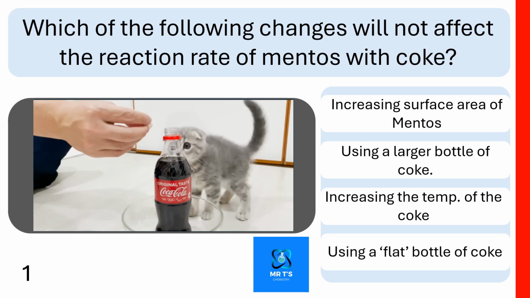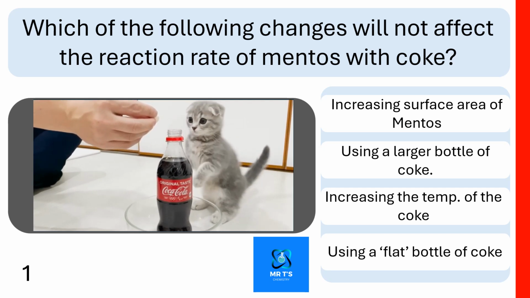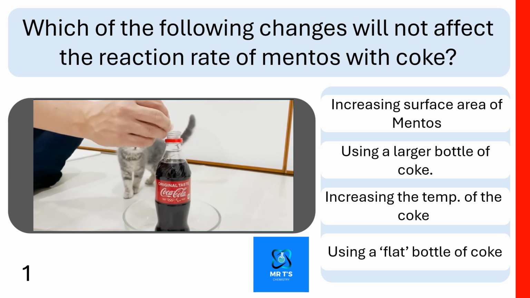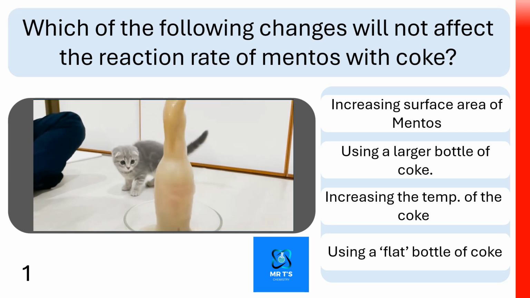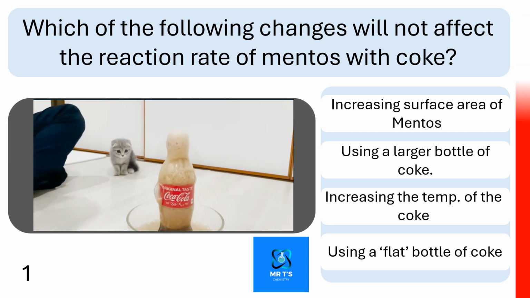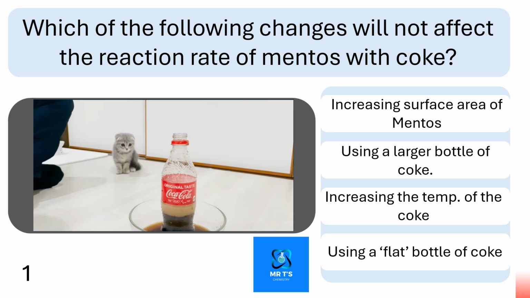Which of the following changes will not affect the reaction rate of Mentos with Coke? Increasing the surface area of the Mentos, using a larger bottle of Coke, increasing the temperature of the Coke, or using a flat bottle of Coke. So again, you increase the surface area of the Mentos, use a larger bottle, increase the temperature, or use a flat bottle of Coke, which will not affect the rate of reaction.